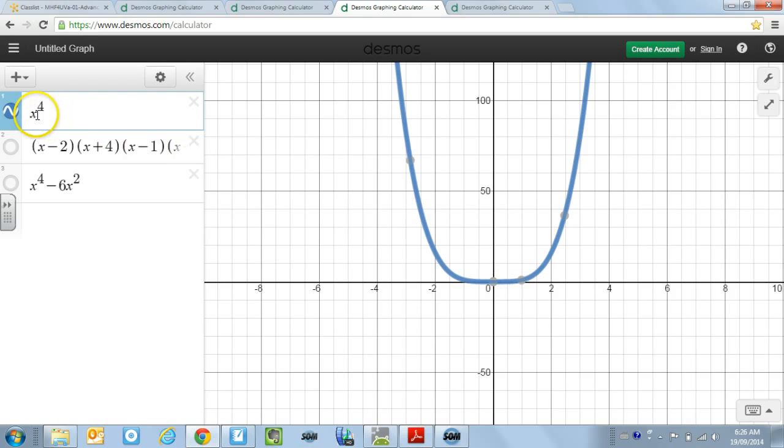And you can think about that. If I put 0.001 to the exponent 4 into a calculator, I get 0.000000000000001, something like that.